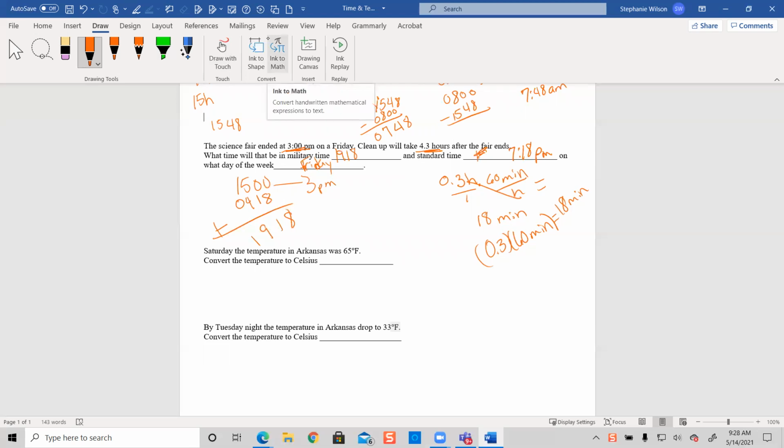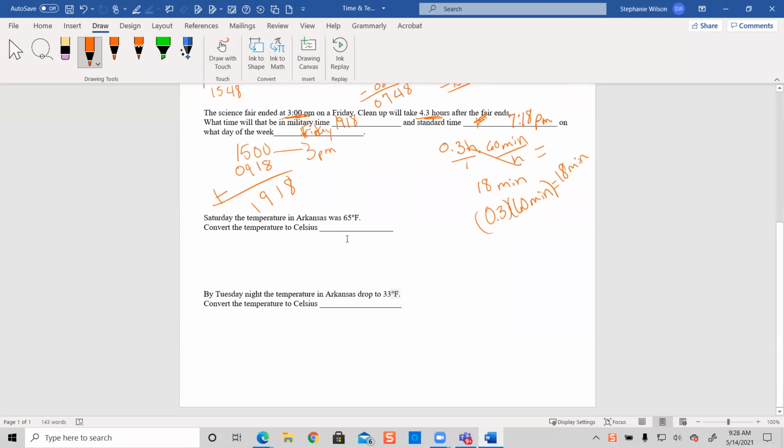So now let's talk about temperature. So when I talk about the temperature, it says that for Arkansas, it was 65 degrees. I want you to convert it to Celsius. Well, the formula for Fahrenheit is going to be 9/5 Celsius plus 32. Okay, this is the exact notation of it.